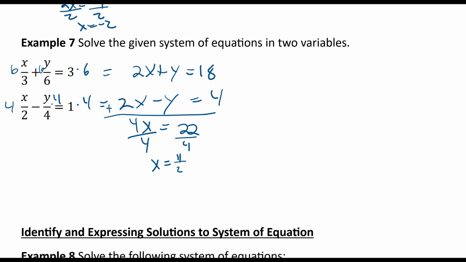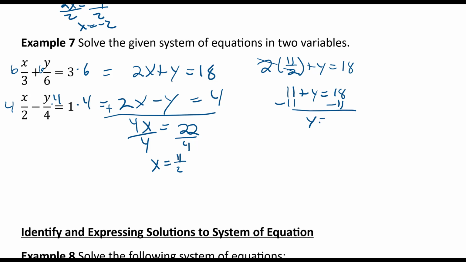I'm going to take the 11 halves and put it in one of the two. I'll put it in the first equation. So 2 times 11 halves plus y equals 18. So the 2's divide out. So 11 plus y equals 18. Subtracting 11, y equals 7. So our point is 11 halves, comma, 7.